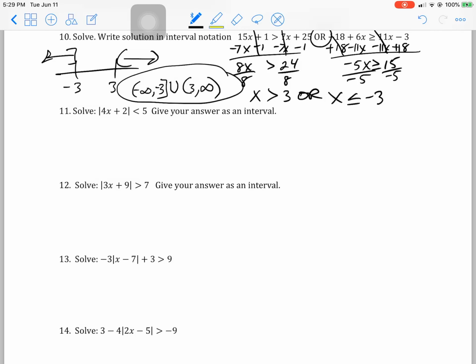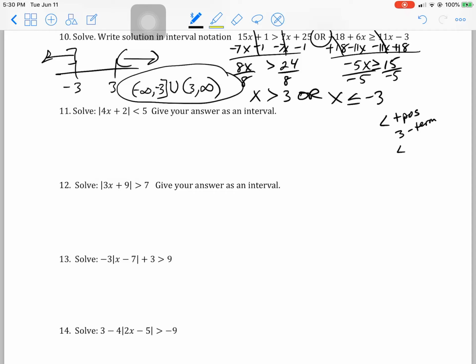All right, we're in the middle of the review for test 1, number 11, absolute value. It is a less than, and that's a positive number. So let's go over the rules real quick. Less than a positive number, you're going to turn it into a three-term or three-part inequality.